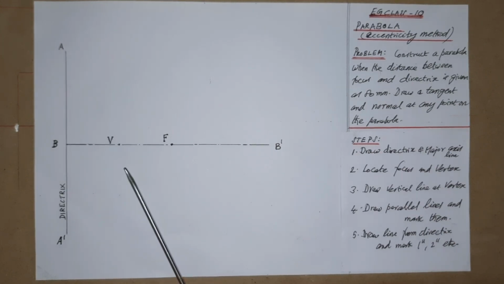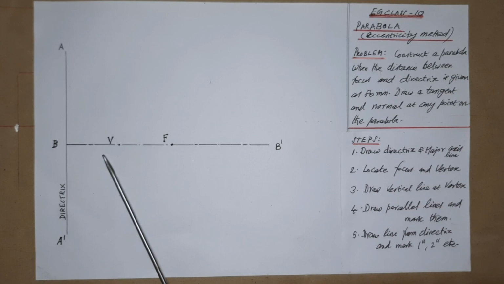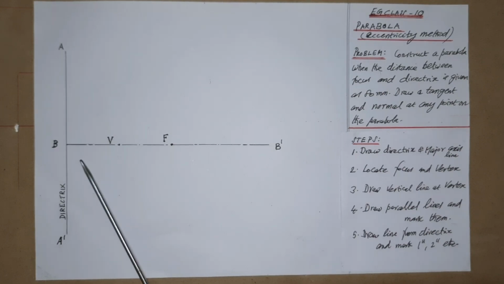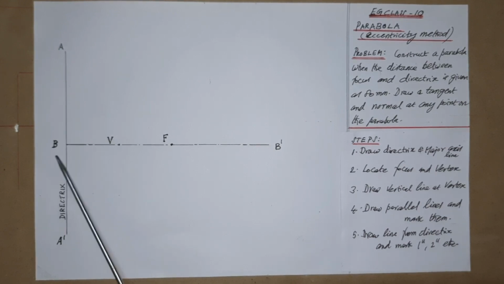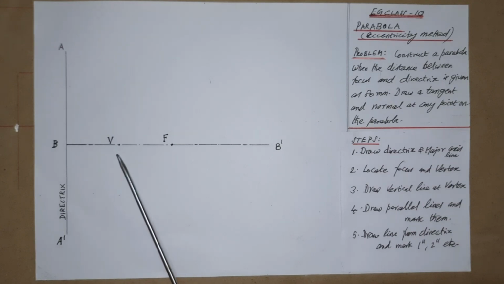Now, for E to be equal to 1, take the midpoint between B and F as V, that is the vertex, so that E equals VF by VB, that is 1 by 1, which is equal to 1. That is actually the ratio 1 plus 1 equals 2 parts, which is given as 80 millimeters, so 1 part equals 40 millimeters. That is why the vertex V is the midpoint between B and F.